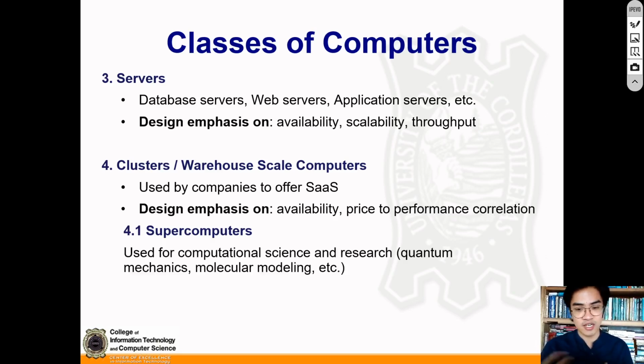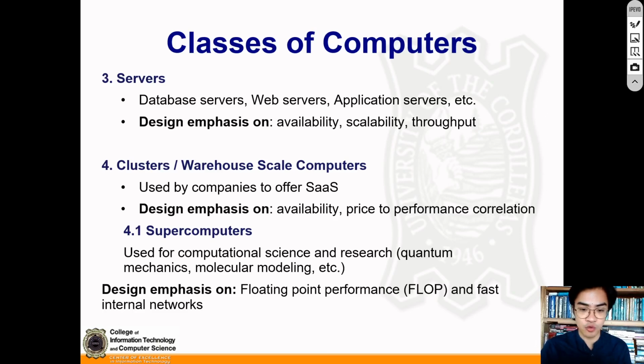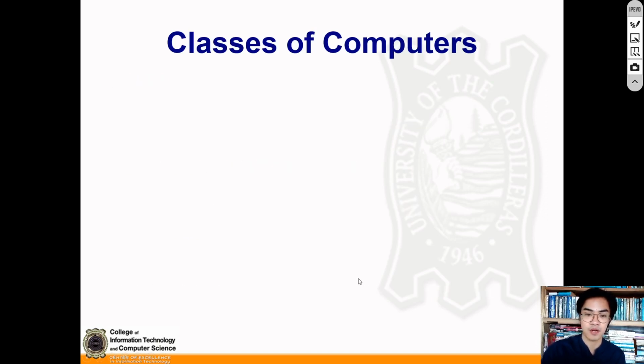Okay? And under this, we have supercomputers. Supercomputers are computational science and research focused. So, focused on quantum mechanics, molecular modeling. They are very different types of computers altogether, because they focus on FLOP, or floating point performance, and fast internal networks. Because when you're modeling and you're trying to break through the current limits of what computers can do, you conduct millions and millions of computations. Which is why your supercomputers are focused on floating point performance.